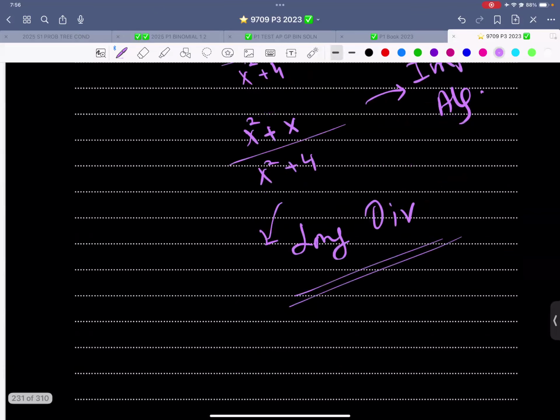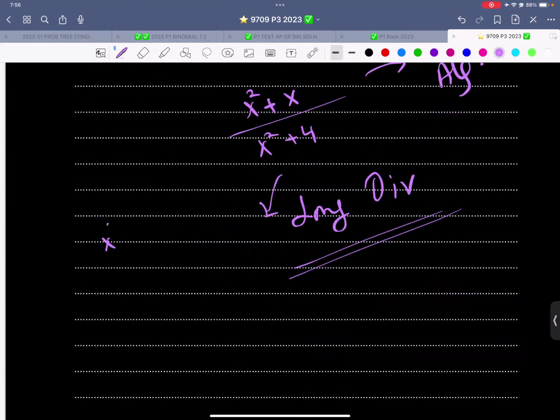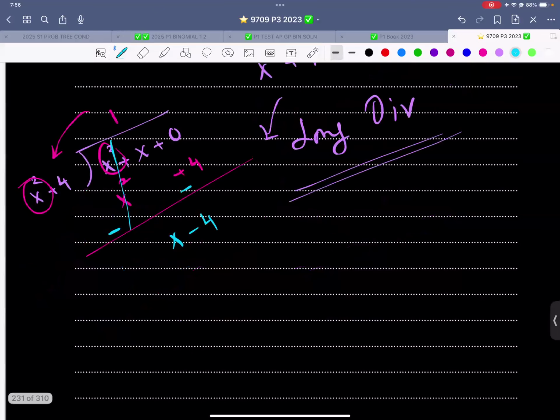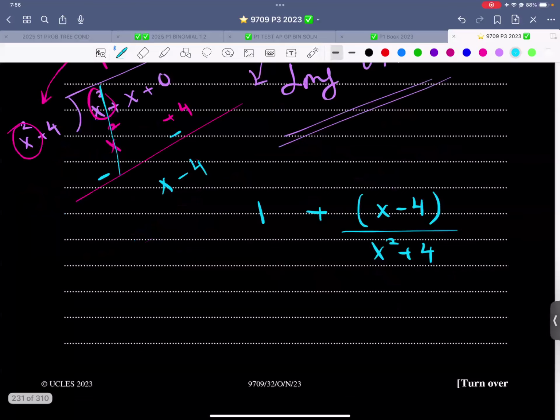So let's have a look. Let me just do the long division over here. x squared plus x plus 0 divided by x squared plus 4. So x squared over x squared is 1. 1 into x squared is x squared. 1 into 4 is 4. Change the sign and add. That is negative. That is negative. This cancels out. So we are left with x minus 4. So this is 1 plus x minus 4 divided by x squared plus 4. That is the first thing.